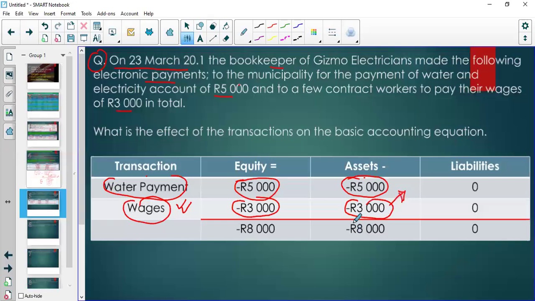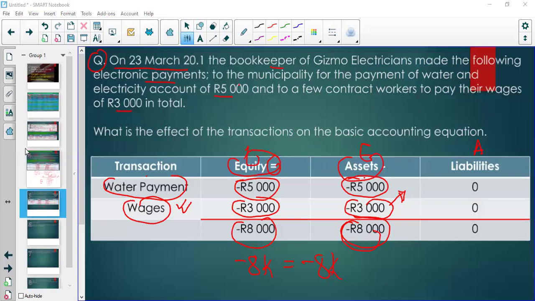So the net effect is our assets decreased by a total of 8,000, or it's a minus 8,000. Then our equity decreased by a total of 8,000. And like I said, if you want, you can check the mathematical logic. Minus 8K should be equal to minus 8K. And I've said to you, remember, they can swap around these things. They can put liabilities here, equity there, and assets there. Somehow they can play around as long as the equation is going to remain well balanced.